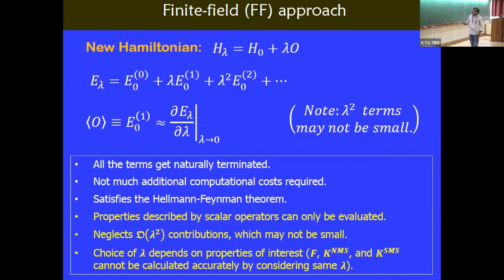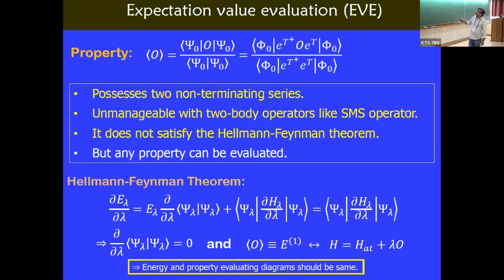Sometimes this choice of lambda will be very important. It will depend on the energy levels for which you are calculating. The second thing is the operator that you have considered here. It introduces numerical instability. To avoid that, we can also adopt this approach, but this approach also has a problem. If you see in this expression, we'll have a numerator and denominator, and there will be two non-terminating series. So this also we cannot manage.